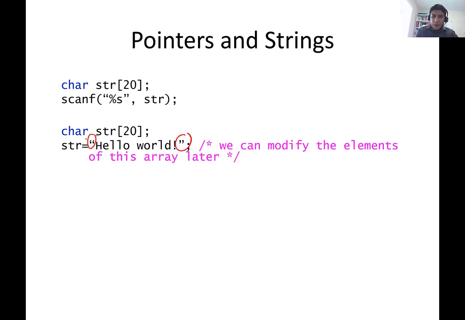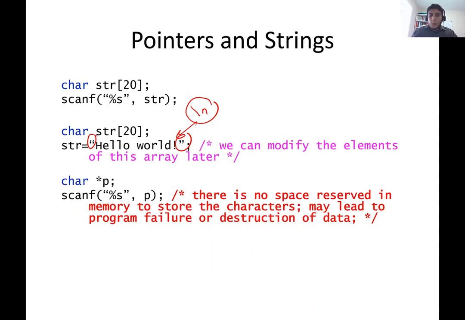And that means now the first element is H, the second is E, L, L, O, and the last one is what? The null character, right? After the exclamation mark. And now what about this? I want to define a pointer of type character, and then I want to do a scanf, for example, or initialize it, doing something like this.